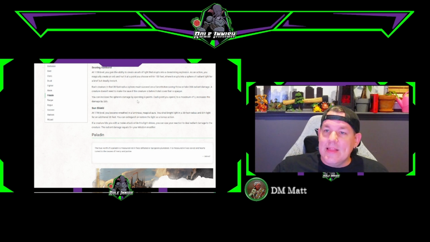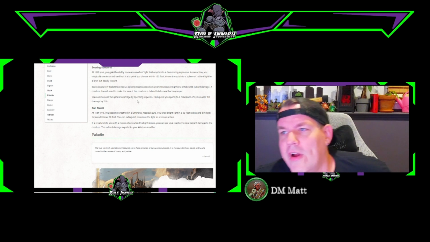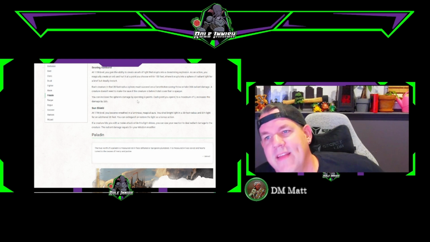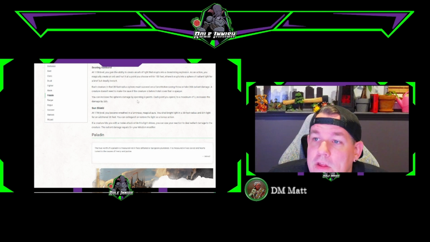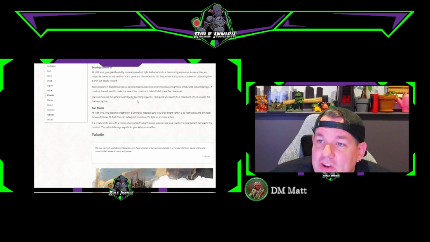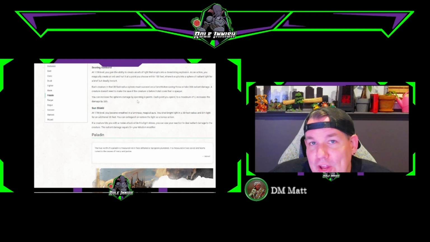Lastly, at 17th level, you become wreathed in a luminous magical aura. You shed a bright light in a 30-foot radius and a dim light for an additional 30 feet beyond that. You can extinguish or restore the light as a bonus action. If a creature hits you with a melee attack while this light shines, you can use your reaction to deal radiant damage to that creature.